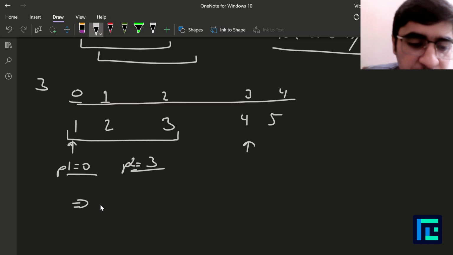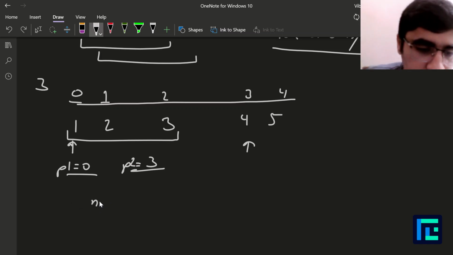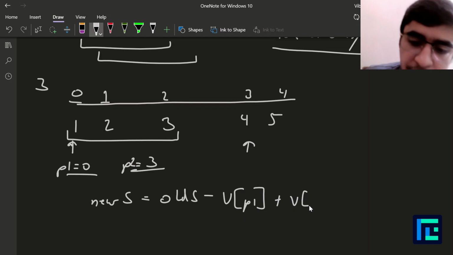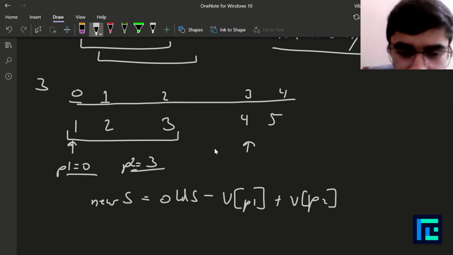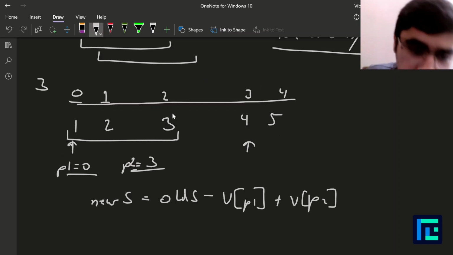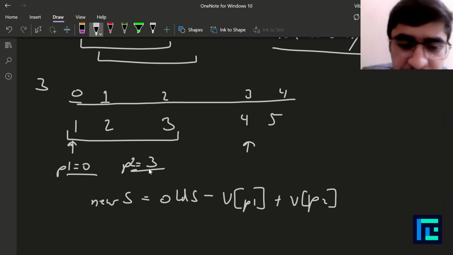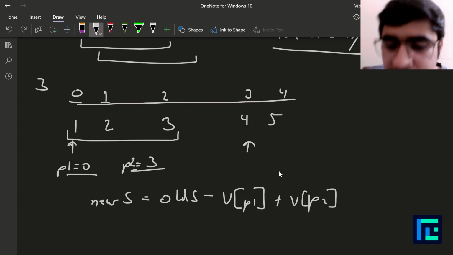So my new sum will just become the old sum minus V of P1, plus V of P2, since P2 is ahead of the window, right? I haven't taken P2 as K minus 1, that is the last element in the window. I've taken P2 as the next element we have to add. So that is why, since P2 is K, it will directly add the next value.